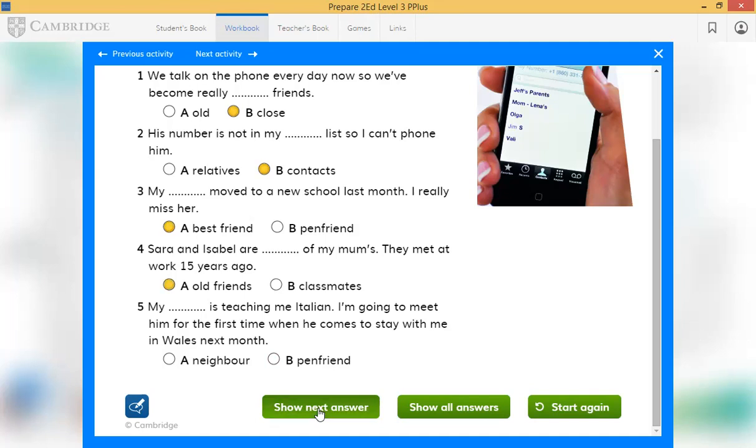Mai is teaching me Italian. I'm going to meet him for the first time when he comes to stay with me in Wales next month. B. Pen friend. Okay, let me see. Pen friend. Yes. All right. Good solution, guys. Good solution.